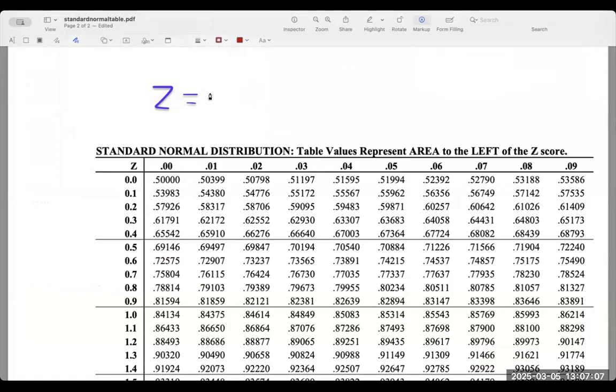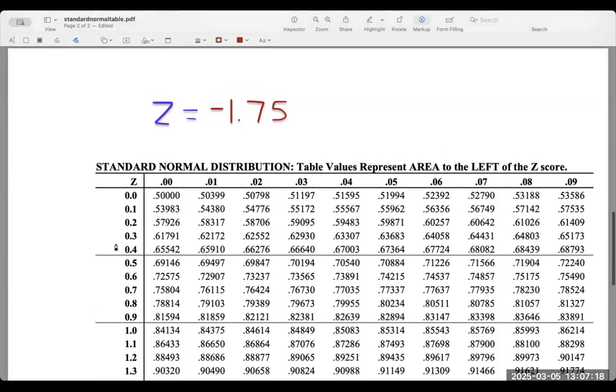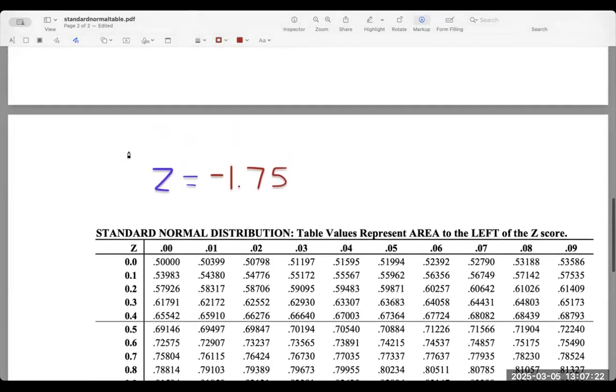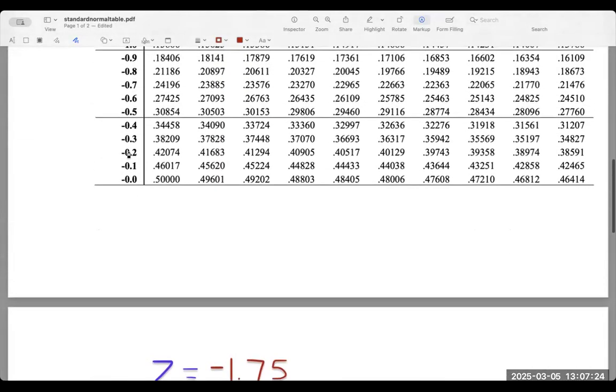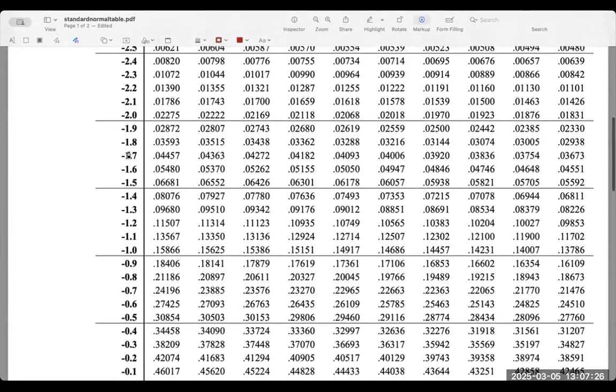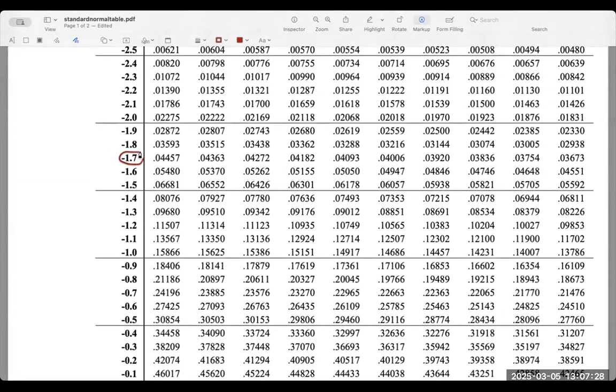All right, we want z equal to -1.75. Where I left off on this z-table, I was on the second page. I'm going to scroll up to the first page because all of these z-scores are positive. So I'm going to scroll up until I get -1.7. I see it right here, -1.7.